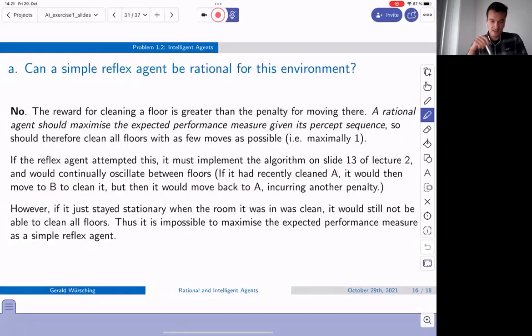A second option would be that the simple reflex agent just stays stationary in a room once it's clean, but it would still not be able to clean all floors, so it wouldn't be able to maximize the expected performance. So in both options, either it oscillates between floors or it stays stationary and doesn't clean all floors. In both cases, it won't be rational for this specific environment and this specific performance measure that we have defined.